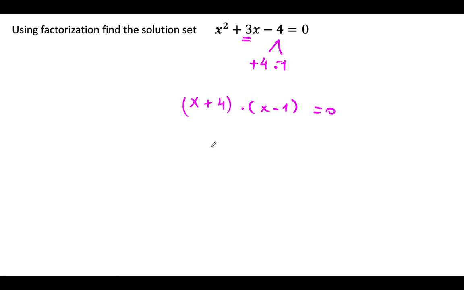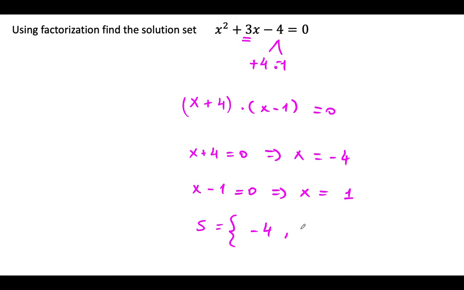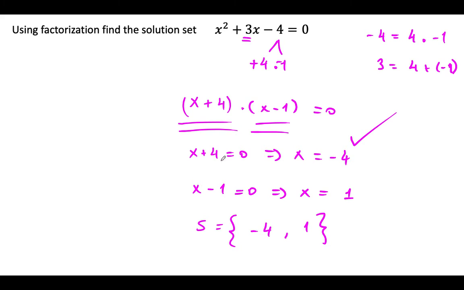Now we factorize, and then we say the first parenthesis must be 0, so x is equal to negative 4, and the second parenthesis must be 0, so x equals 1. So the solution set is negative 4 comma 1. One more time here, we said that negative 4 is equal to the product of two numbers, and then we said that 3 is equal to the sum of the given numbers. When this is satisfied, we have written it in this form and the question is finished.